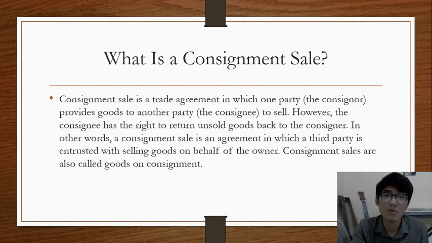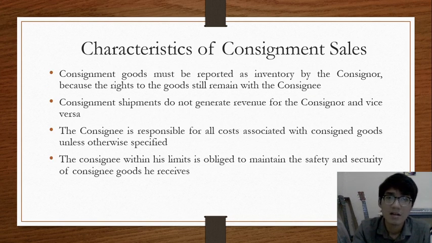First of all, we need to know what a consignment sale is. A consignment sale is a trade agreement in which one party, the consignor, provides goods to another party, the consignee, to sell. However, the consignee has the right to return unsold goods back to the consignor. In other words, a consignment sale is an agreement in which a third party is entrusted with selling goods on behalf of the owner.